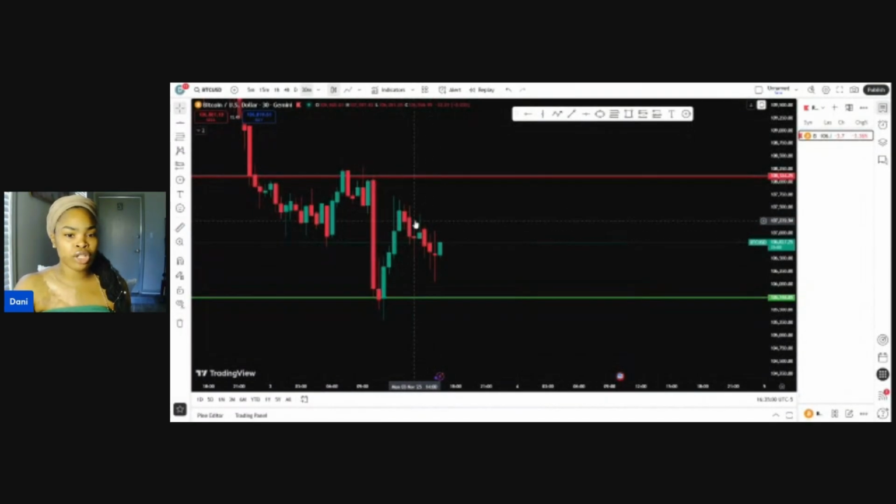Look how long these wicks are. These wicks could take you out of a trade. So that's why I like to give Bitcoin room to breathe, and then I catch the pullback at the highest level for a sell, because I sold this morning.